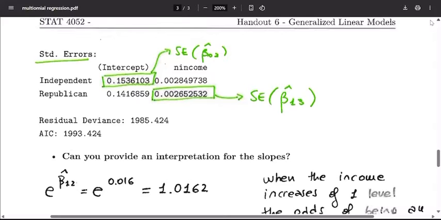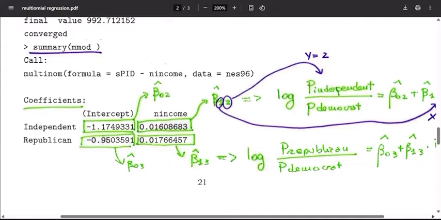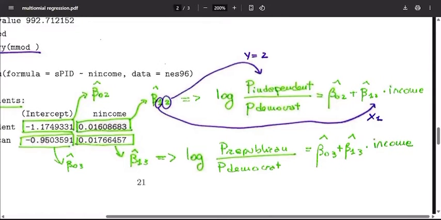Now, you know what I want us to do now? I'm actually going to have two separate models. I'm going to have one based on independent, and I'm going to look at that independent relative to the one that was nested in the intercept, the one that was referenced. I'm going to look at independent relative to Democrats. I'm going to look at Republican relative to Democrats. Because of that, I'm having two models. Does that make sense? Is there any question here?